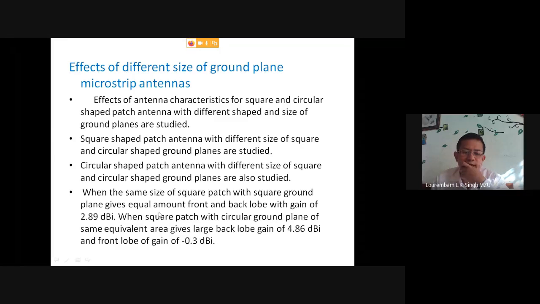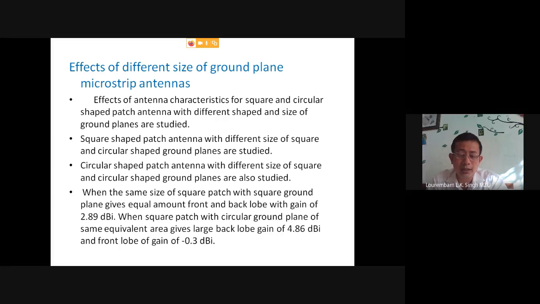When the patch and the ground plane are of the same size, what will happen? The radiation on the patch side and the radiation on the back side will be exactly equal, and it will look just like a dipole type. One pole will be on this side, another pole on this side. So that we have observed.